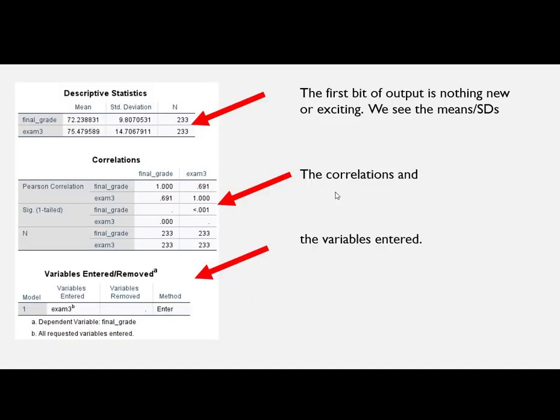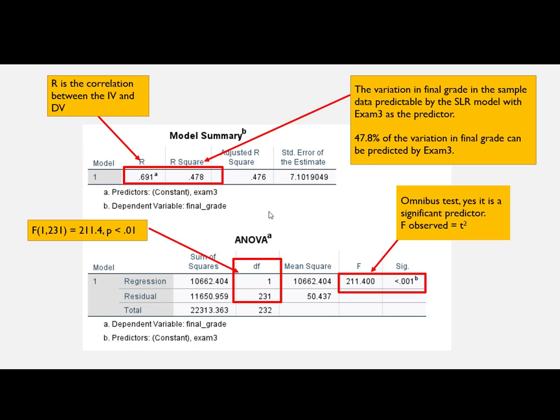Got normality. This is the same thing, and so we get to our model summary in our ANOVA table. First, let's look and we see, yes, we have a significant predictor. Our F statistic is 211.4 with 1 degree of freedom in the numerator and 231 degrees of freedom in the denominator. We'd write it out like this in APA. I'll show you in a minute in AMA.